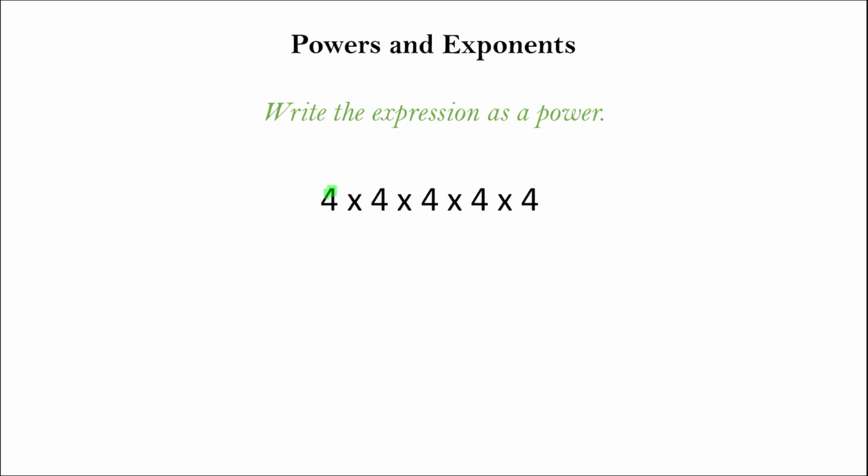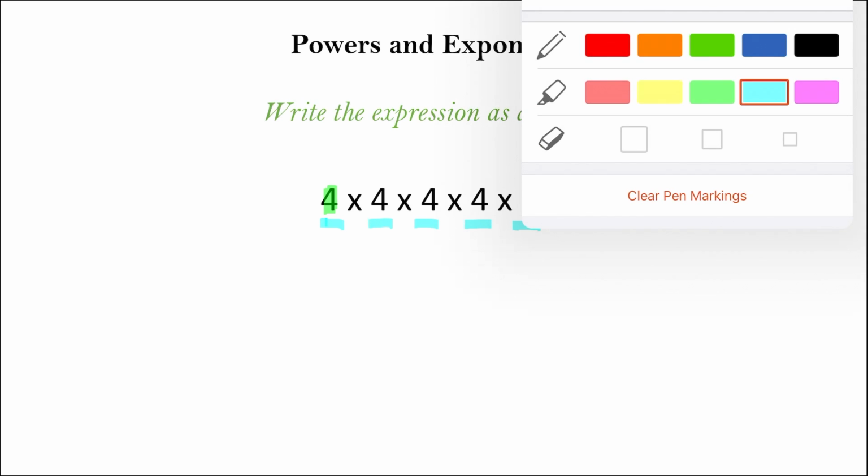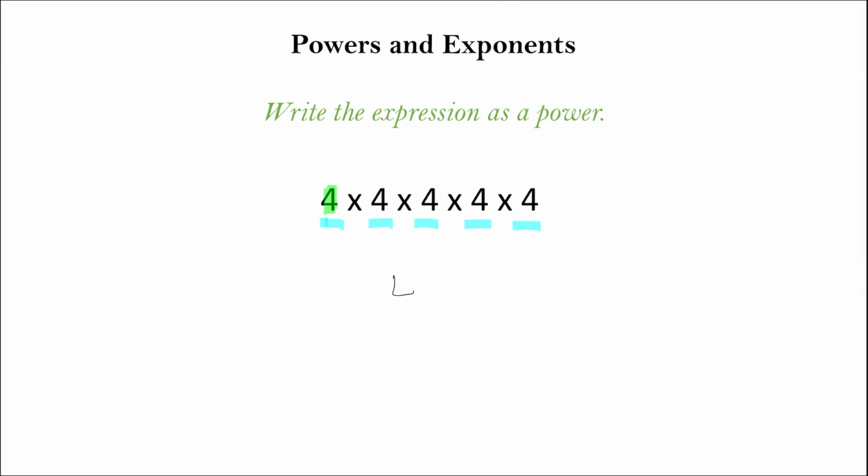We're going to start by working through one together. Here is our expression. The base is 4, highlighted in green. How many times is 4 multiplied by itself? That's how we find our exponent. Counting them: 1, 2, 3, 4, 5. Our power is written as 4 to the 5th power.